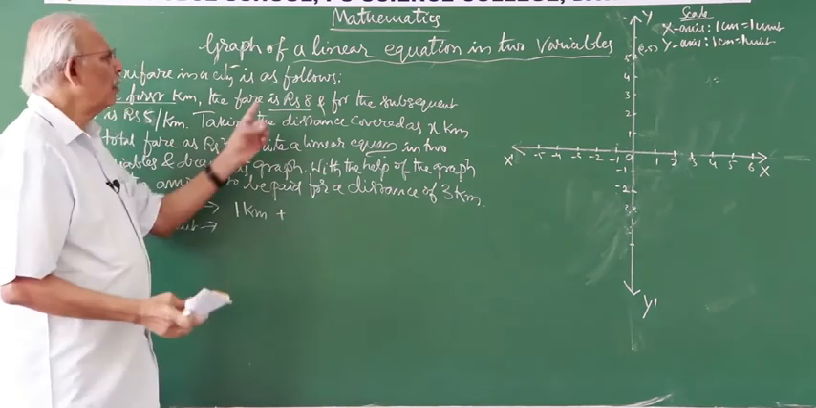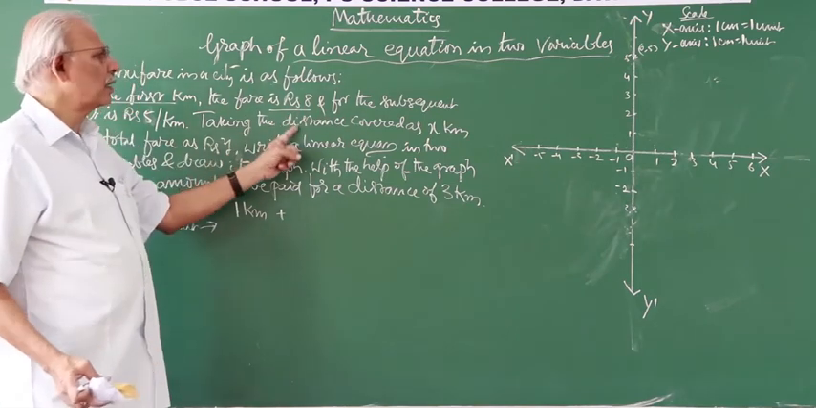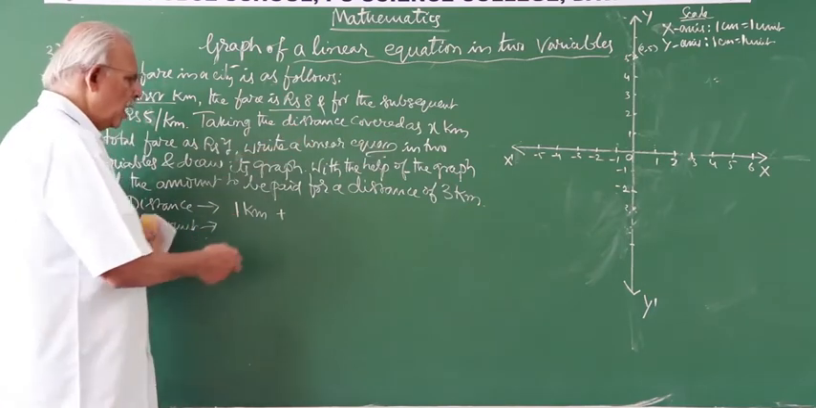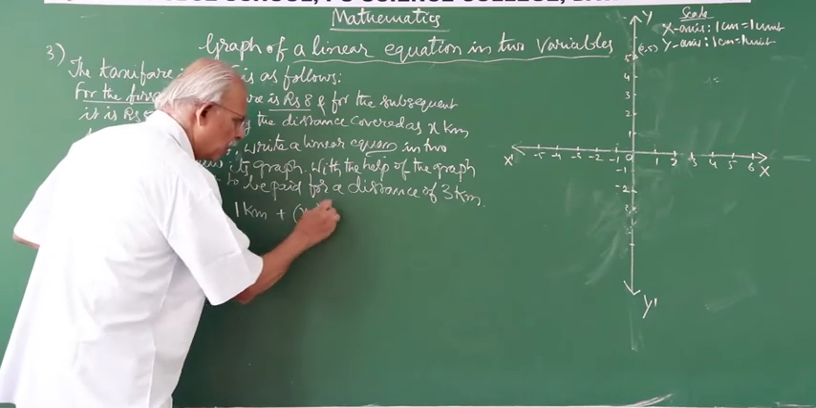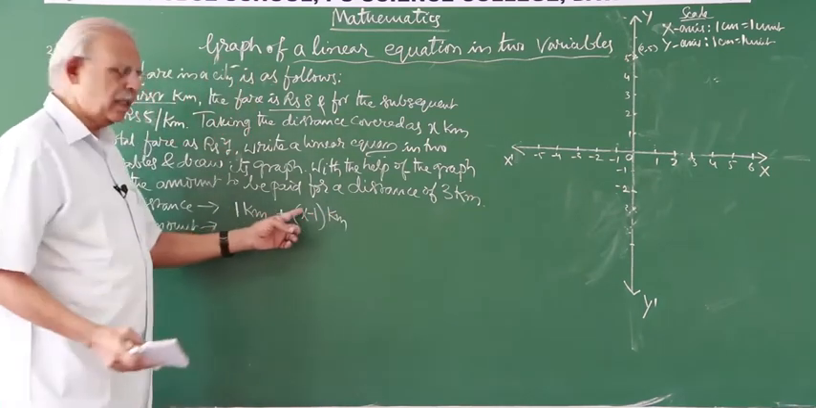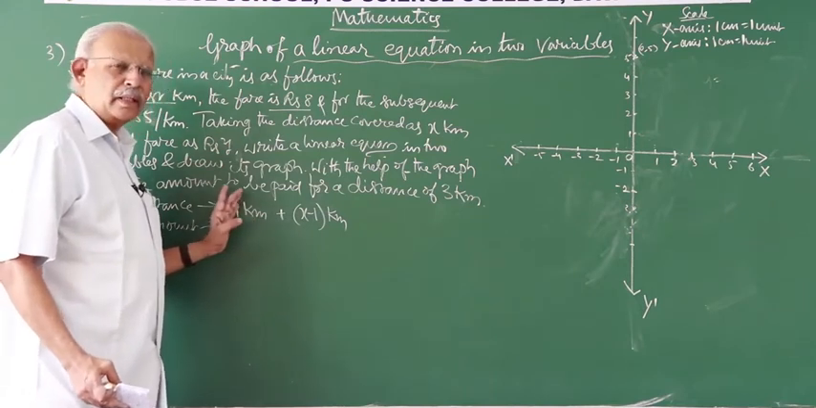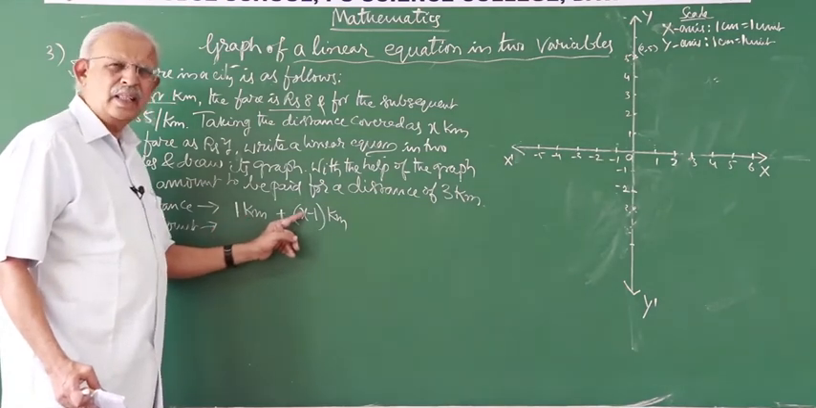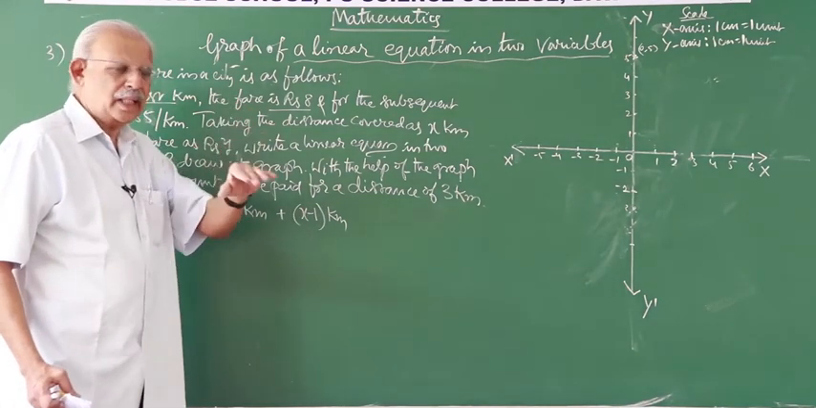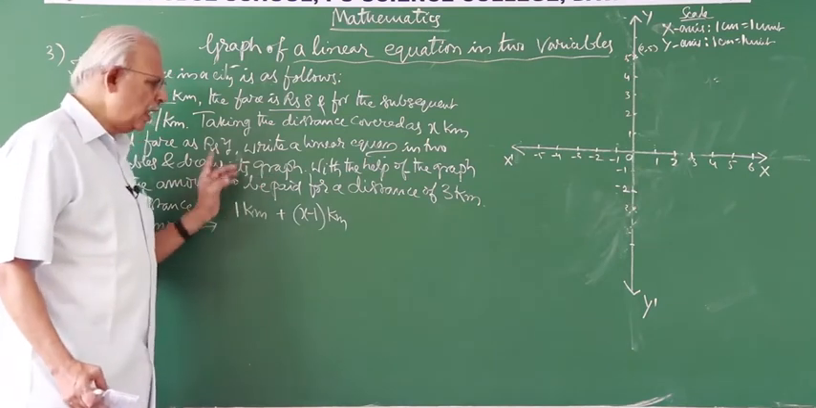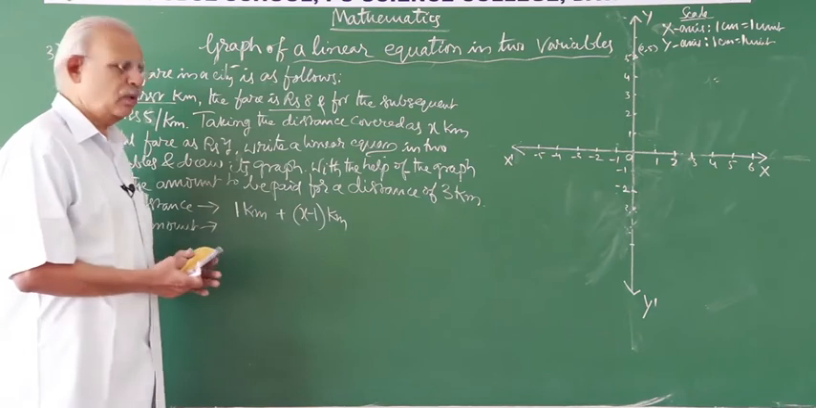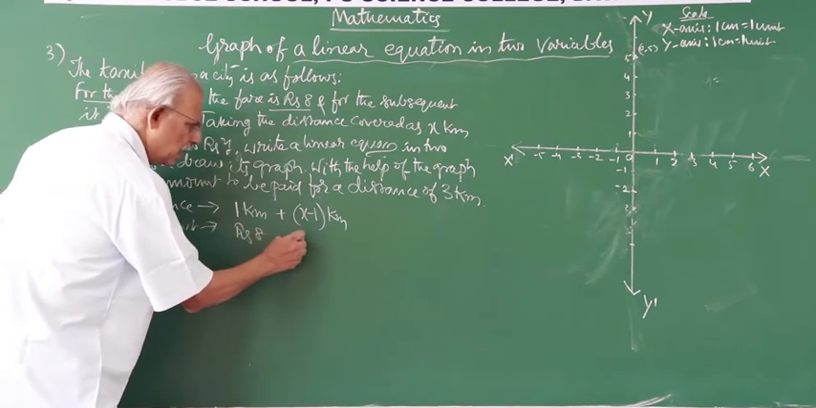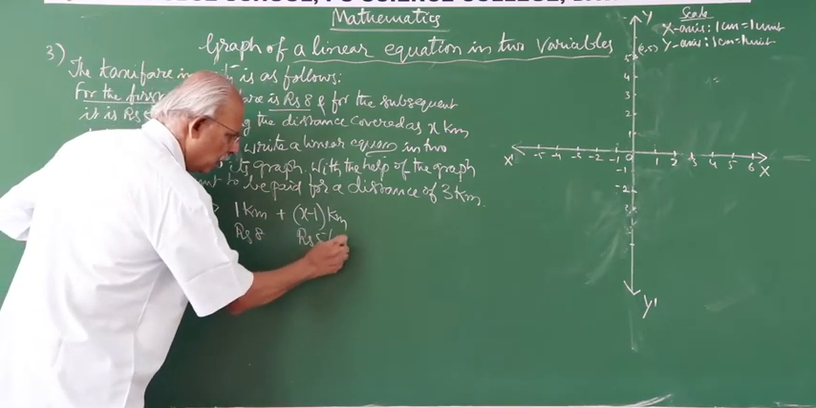And for the rest of the distance, out of x kilometers, 1 kilometer is here, and for the rest it is x minus 1 kilometer. Because, look here, for 1 kilometer you have a separate rate, a separate fare, therefore it is different. For the remaining distance, out of x kilometers, 1 kilometer is separated, therefore what remains is x minus 1 kilometer. Here, the amount for this is rupees 8. For this it is rupees 5 per kilometer.